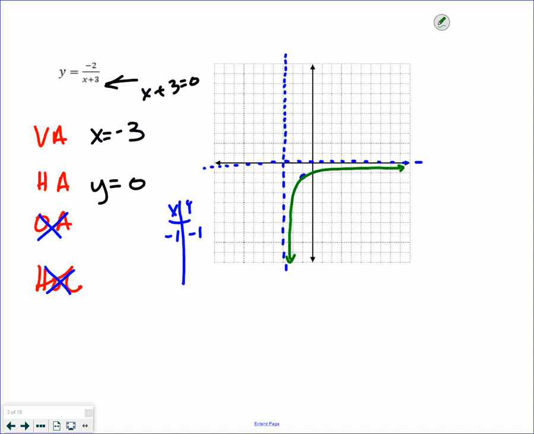Now I'm going to pick a point on the other side. For instance, if I pick a number like -4 and plug that in, I end up getting -2 over -1, which is 2. And again, I don't need a lot of points here. Ultimately, I just need a point to show me that it's going to be along the asymptotes. Please do not cross the asymptotes as you go here. And ultimately, that's the graph.